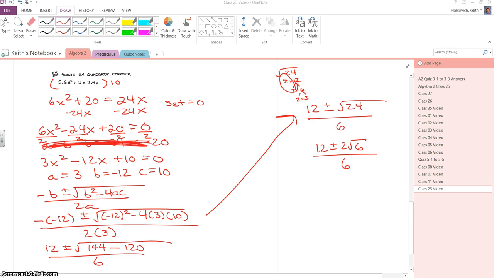Then notice there's a common factor of 2 up here at the top. So it's 6 plus or minus the square root of 6 over 6. We reduce 2 and 3. So it's 6 plus or minus the square root of 6 over 3.